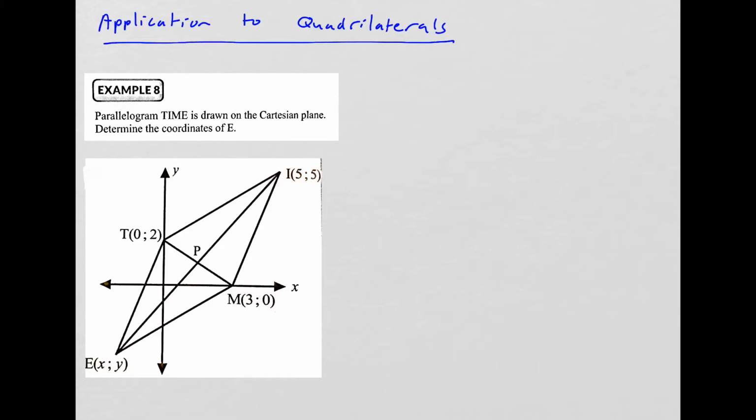Right, so in order to calculate the coordinates of E, we're going to start by calculating the coordinates of P, the midpoint of TM. Okay, so the coordinates of P, being the midpoint, means that we add the two x values of T and M, so (0 + 3) over 2, and the two y values, so (2 + 0) over 2, and that simplifies to 3 over 2, which is 1.5, and 2 over 2, which is equal to 1.